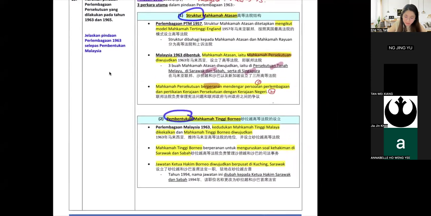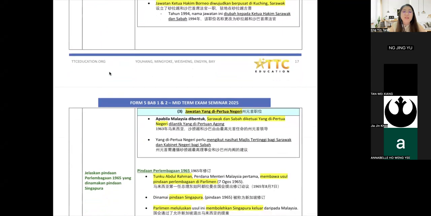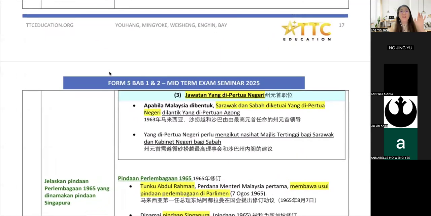Clear with this one? Everybody, you must be very careful with these 2 words. Structure and form are different. Structure is the high class, the category. Everybody, are you guys good with this one? Are you guys good? Everybody? You there? Okay. The third change here for 1963. Remember 1963, we have 3 members joining us, so 3 changes.